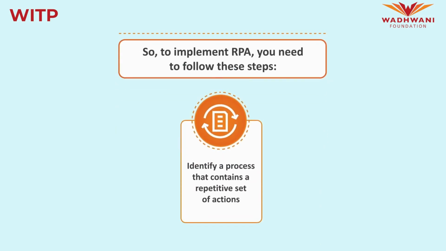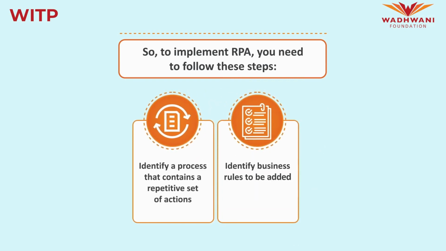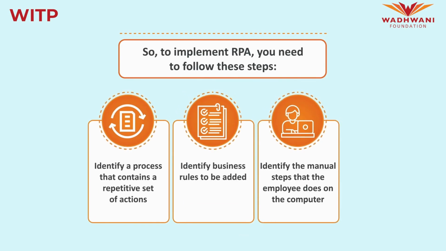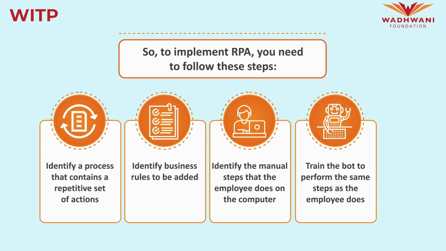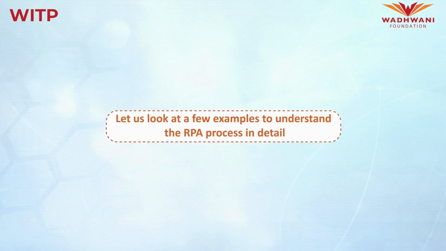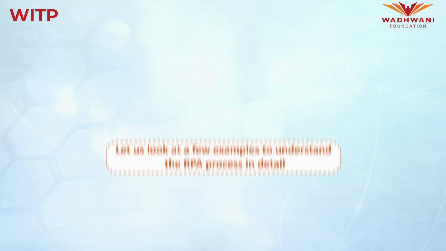Identify a process that contains a repetitive set of actions. Identify business rules to be added. Identify the manual steps that the employee does on the computer. Train the bot to perform the same steps as the employee does, and the process is automated. Let us look at a few examples to understand the RPA process in detail.